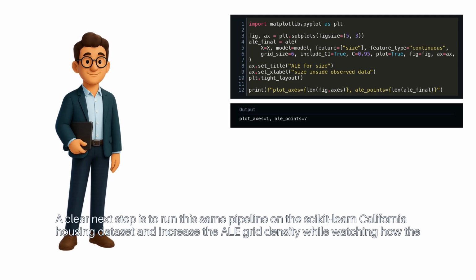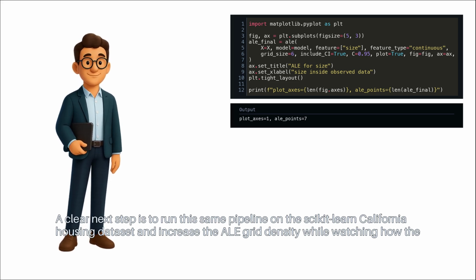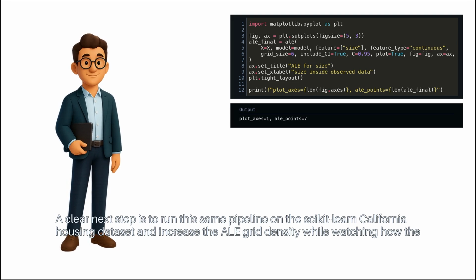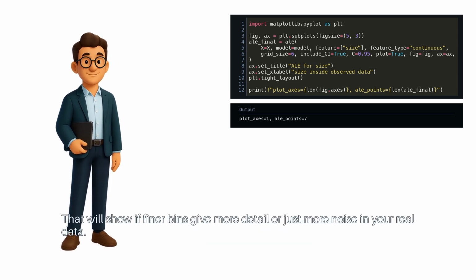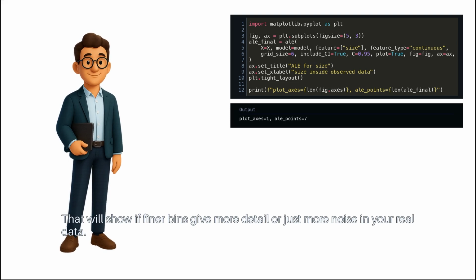A clear next step is to run this same pipeline on the scikit-learn California housing dataset and increase the ALE grid density while watching how the confidence intervals respond. That will show if finer bins give more detail or just more noise in your real data.